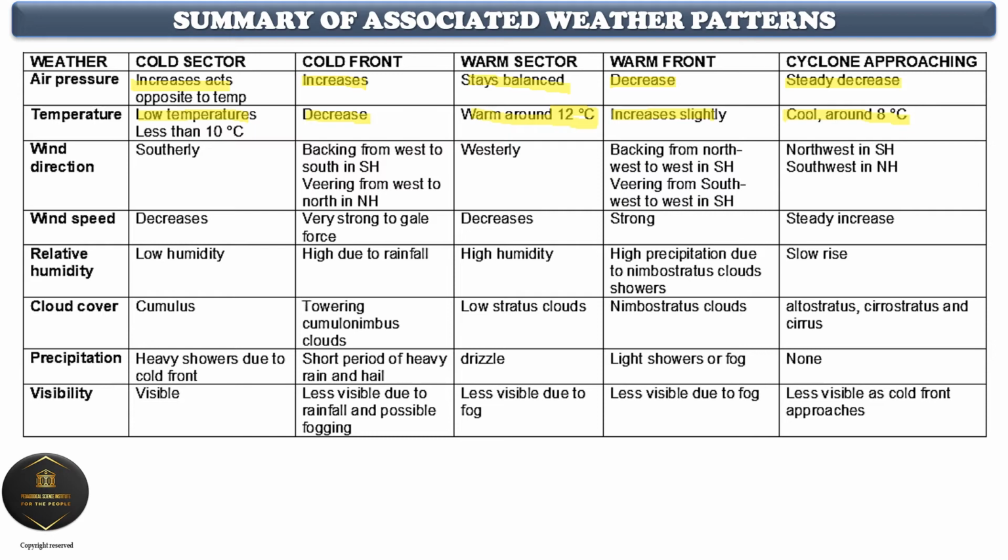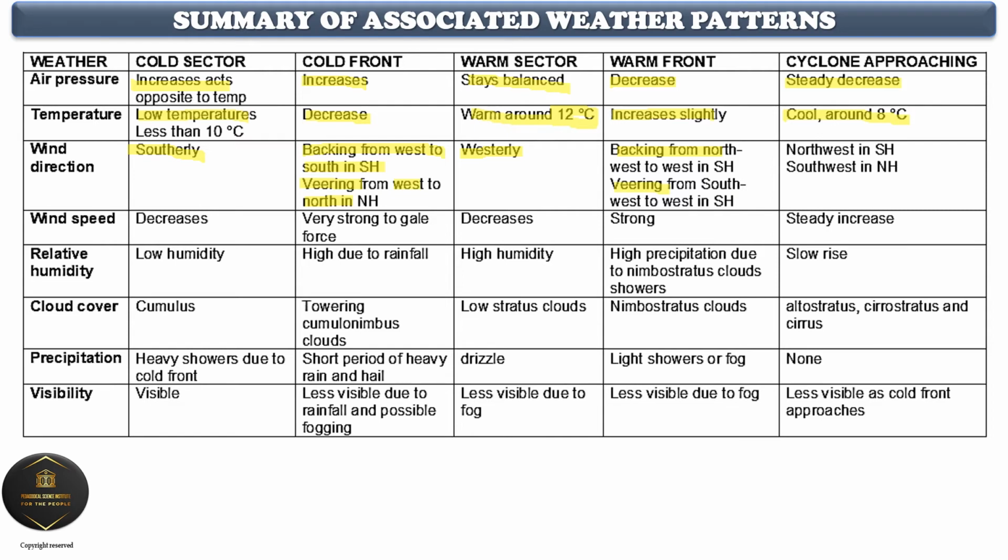Let's talk about wind direction. Wind direction in the cold front, backing happens, so we have winds changing from west to south west in the southern hemisphere, and in the northern hemisphere veering happens, so we have west changing to northwest. In the cold sector, we have southerly winds. In the warm sector, we have westerly winds. In the warm front, the same will happen, backing and veering.